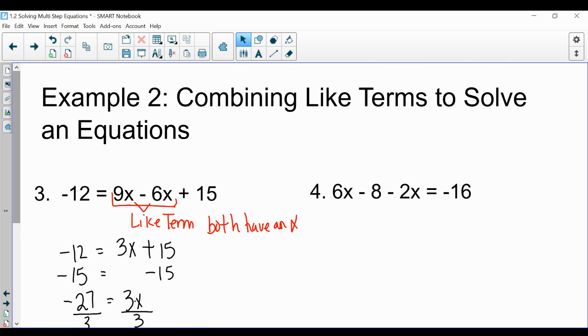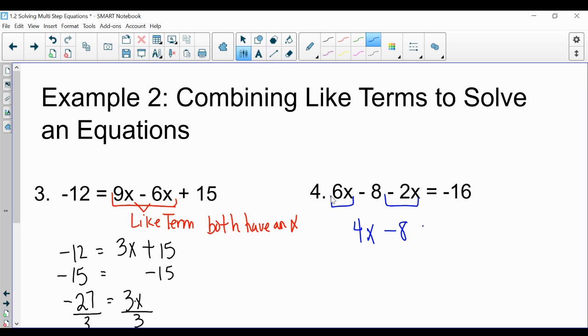Okay, so once again, I'm just going to look at the problem before I start and ask myself, what do I have? So I have my variable of x's. I have this x here, and I have this x there. That 6 is positive, that 2 is negative, so I need to combine those terms, so that I simplify this side first. So 6 minus 2 is 4, and I have the x that goes with it. And then I'm just going to bring my 8 down, is equal to a negative 16.